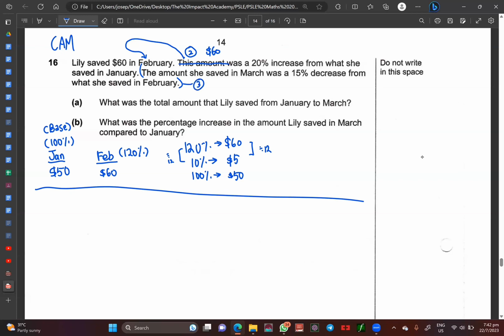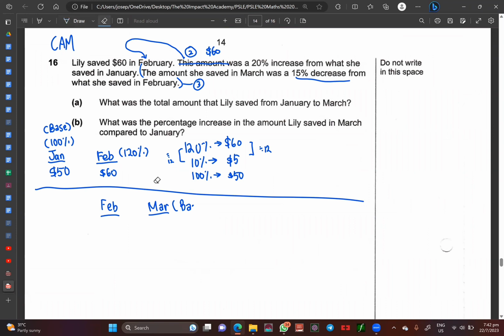In fact, the third sentence, the amount she saved in March, oh my goodness, was a 15% decrease. You remember just now I said, the one that has more can never be the base. The one that has lesser can never be the base. February, I am now comparing to March. March was a 15% decrease. March is not the base. You understand what I'm saying? March is not the base.